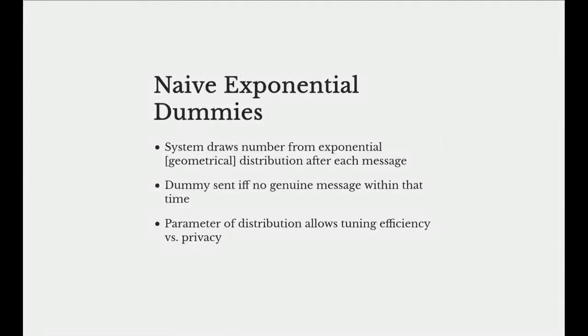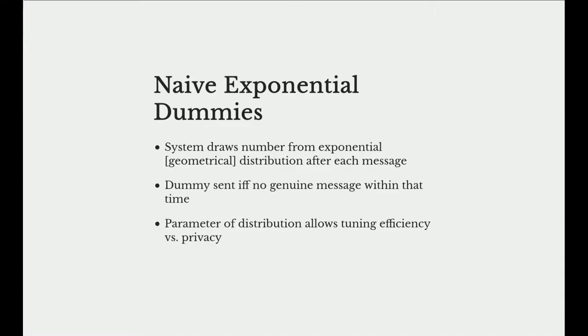Now, of course, in cases where constant rate dummy traffic is no option, we have to think of something else. We came up with this approach named naive exponential dummies, where the system draws a random number from an exponential or geometrical distribution, depending on whether we're using a continuous or a discrete time model, after each message. Then it waits for this amount of time, and if and only if no genuine message is transmitted within this time, then at the end of the time frame, a dummy message is sent by the system.